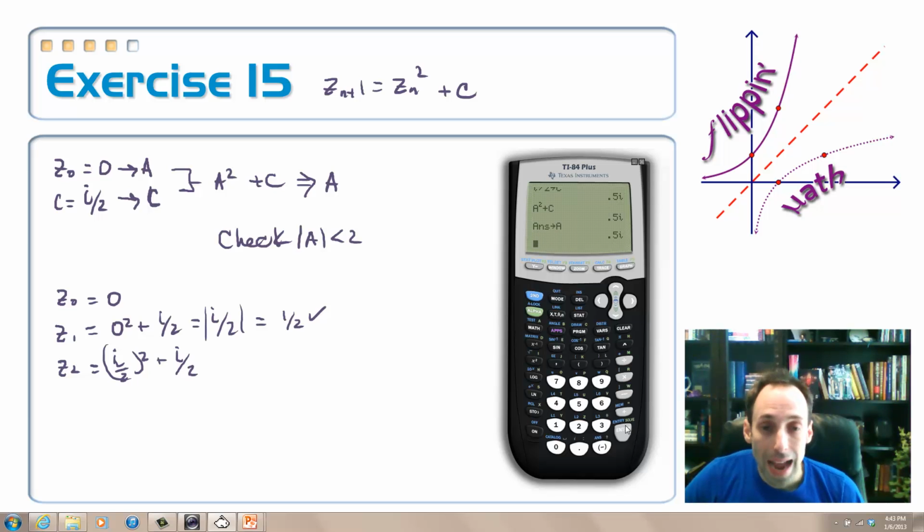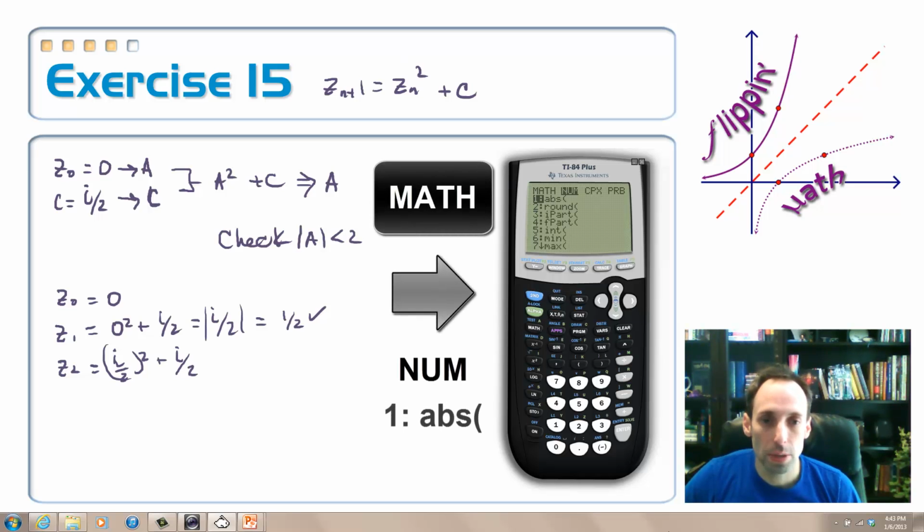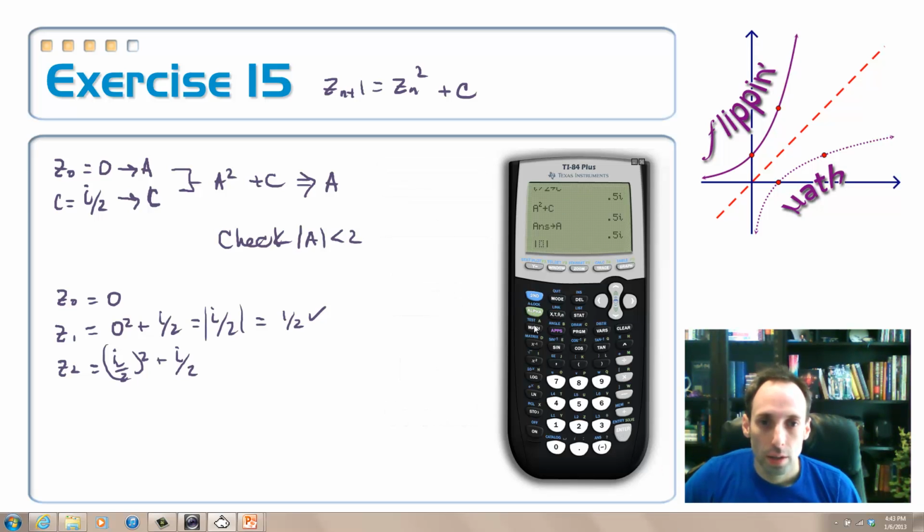Now I want to take the absolute value of that. I can do that in the calculator again. It's under the math menu. Scroll over to num for number. First one is ABS, absolute value. It doesn't matter if it's a complex number or not. It'll still take the absolute value of it. Type A inside of it and hit enter. You can see I get 0.5, exactly what we did by hand.